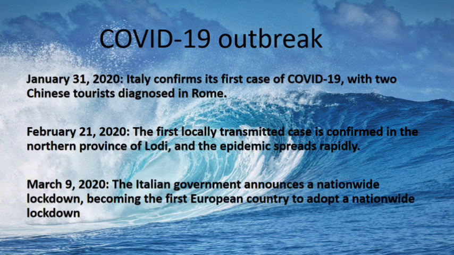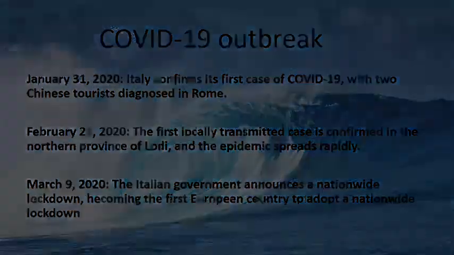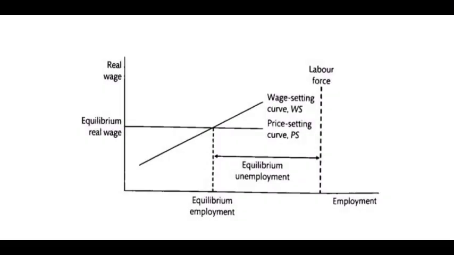Then I will introduce the WS-PS model. The WS curve describes the relationship between the wage level and the employment rate. W equals P times F(u, z), where W is the nominal wage, P is the price level, u is the employment rate, and Z is other factors that affect wage setting, such as unions' stress on employment benefits.